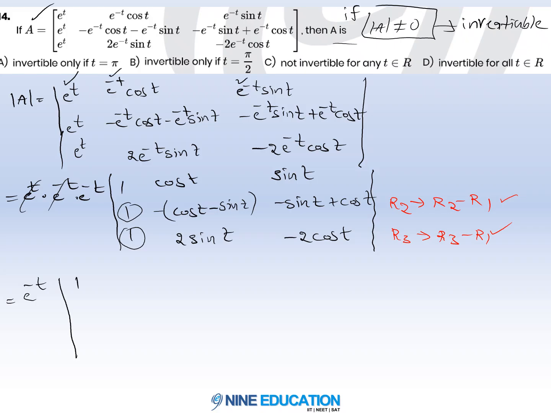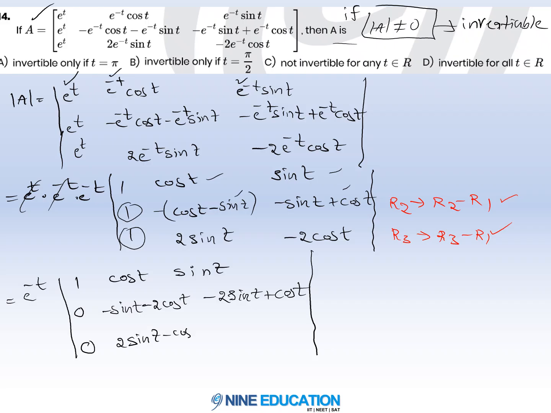Once we apply these two operations, we'll get 1, cos t and sin t here. So r2 minus r1, 1 minus 1, 0 it is. Next, r2 minus r1, subtraction of these two will give us minus sin t, minus sin t, minus 2 cos t, right? In the same way here, minus of these two values, we'll get minus 2 sin t, minus 2 sin t plus cos t it is. Next, 1 minus 1, 0, 2 sin t minus cos t, and here minus 2 cos t minus sin t it is.